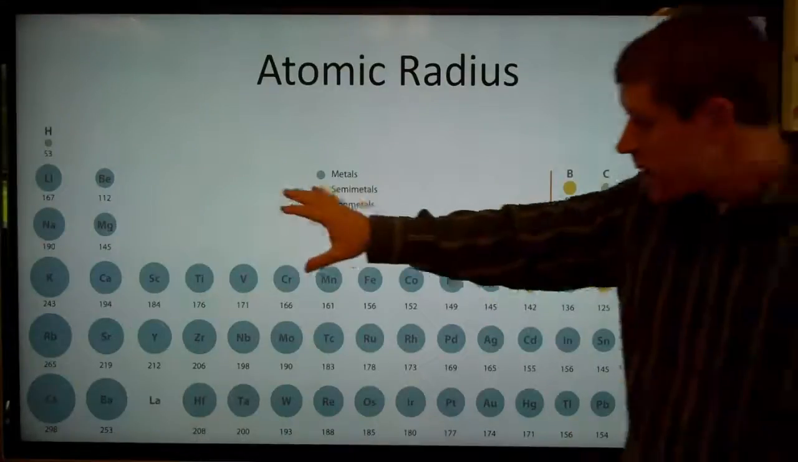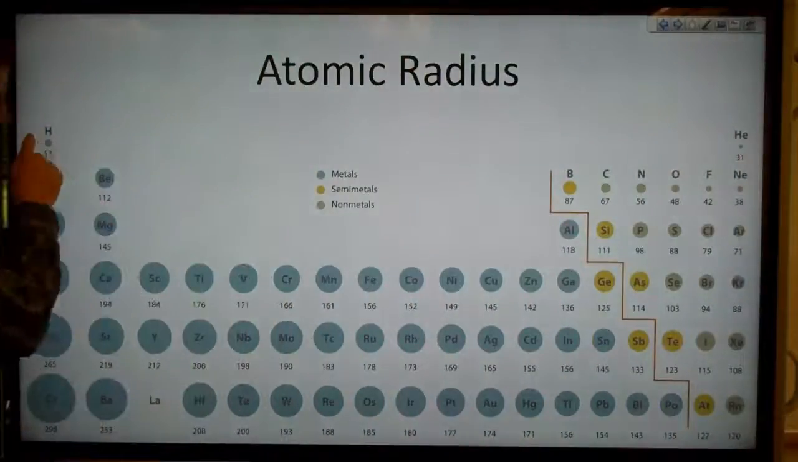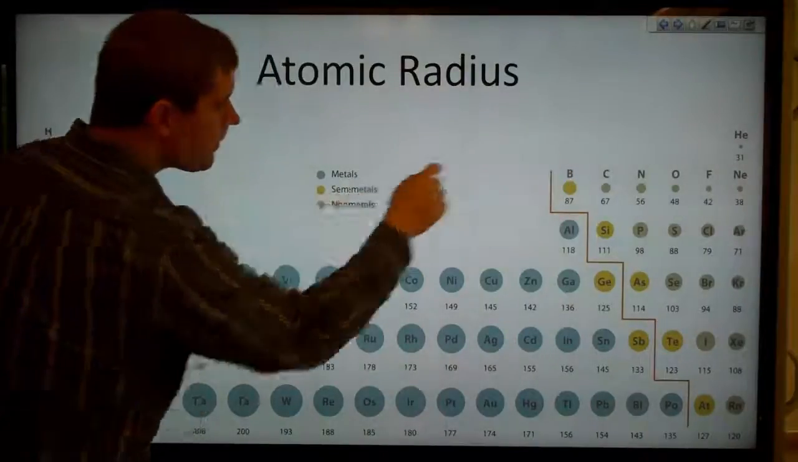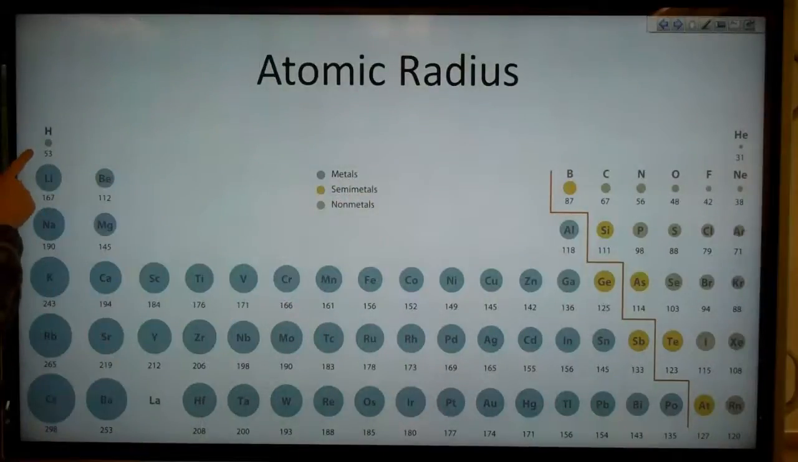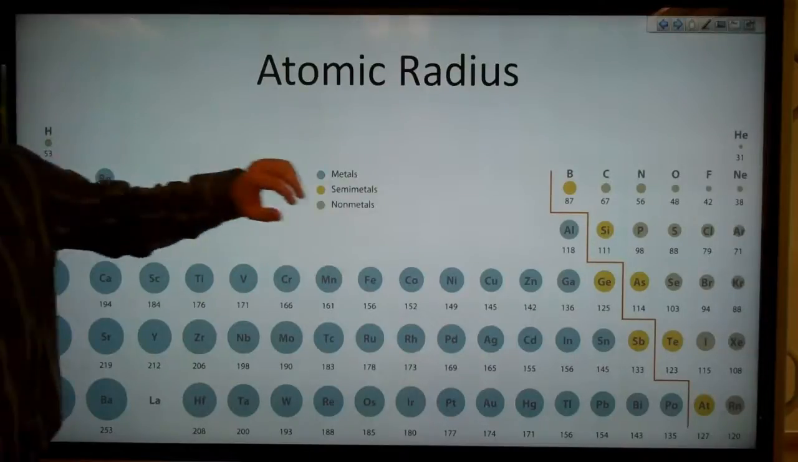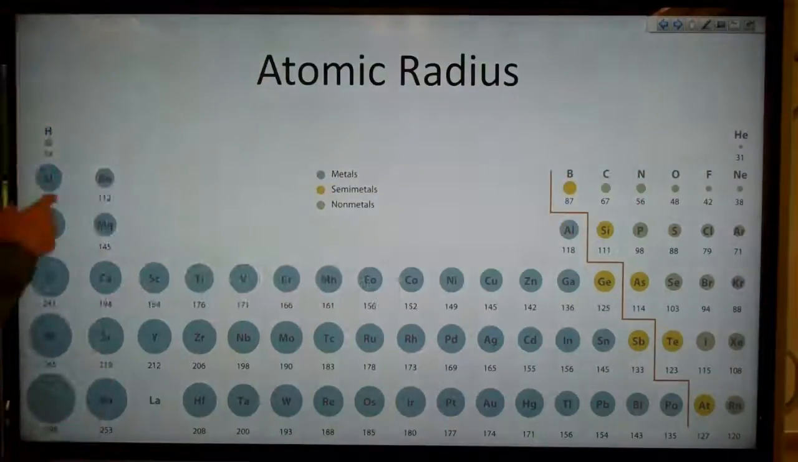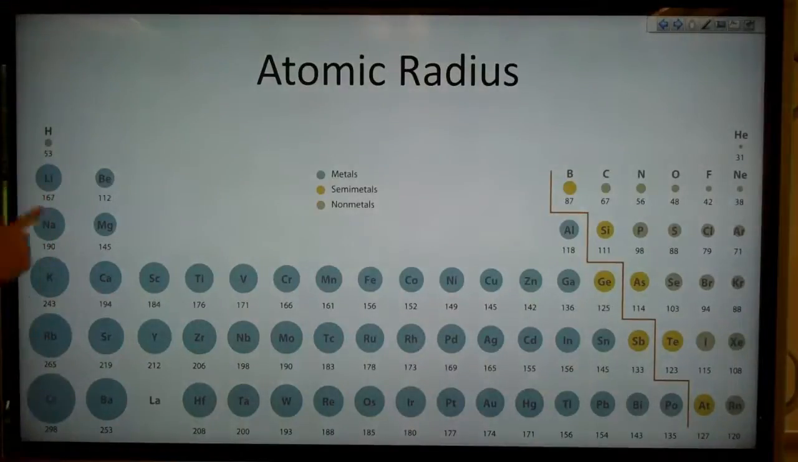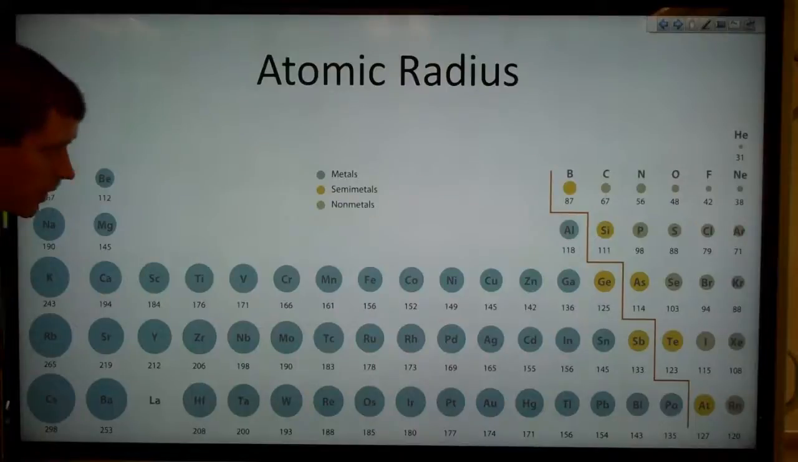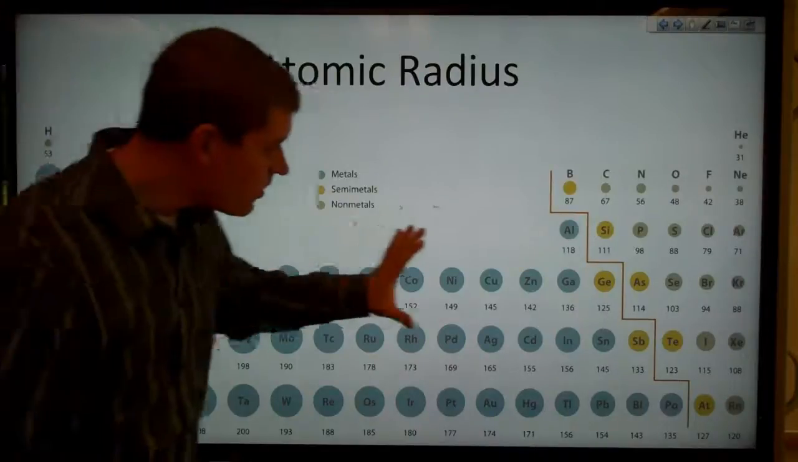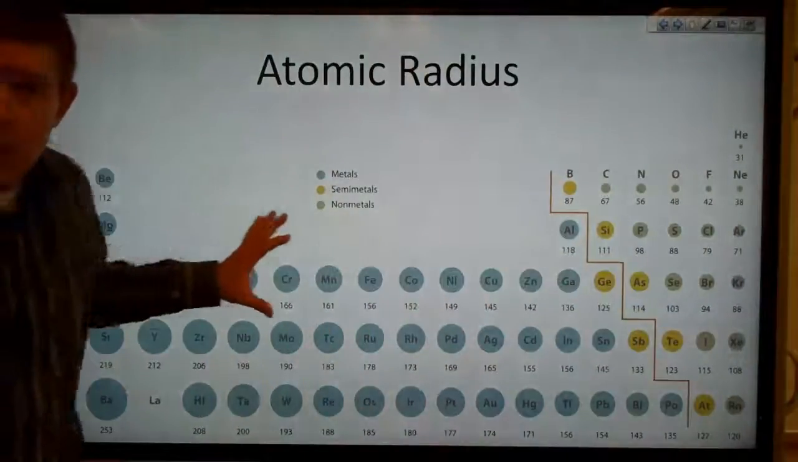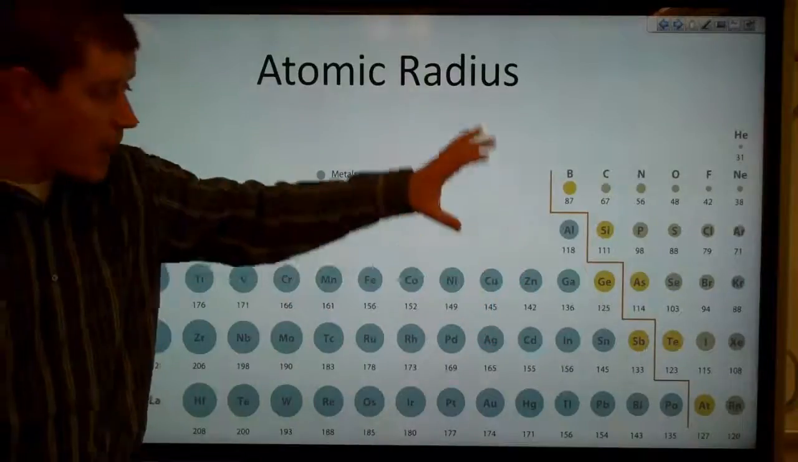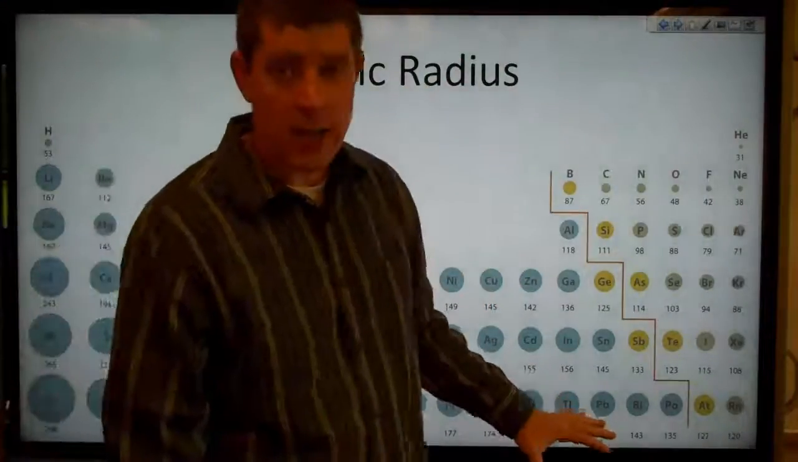You can see that shown here as we move from hydrogen to helium. We're decreasing from a radius of 53 picometers down to 31. As we move down group 1, we go from 53 to 167, 190, 243, 265, 298, and so on. But in general, as we move to the right, the atomic radius is getting smaller. As we move down the group, the radius is getting larger.